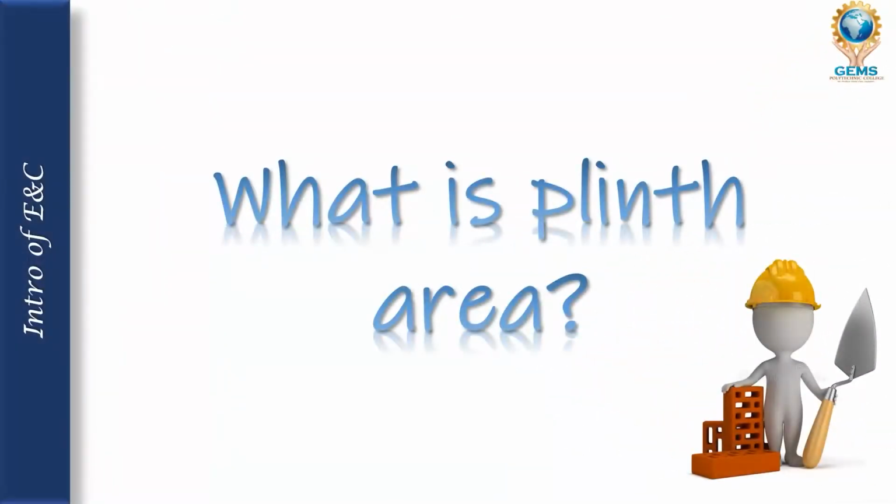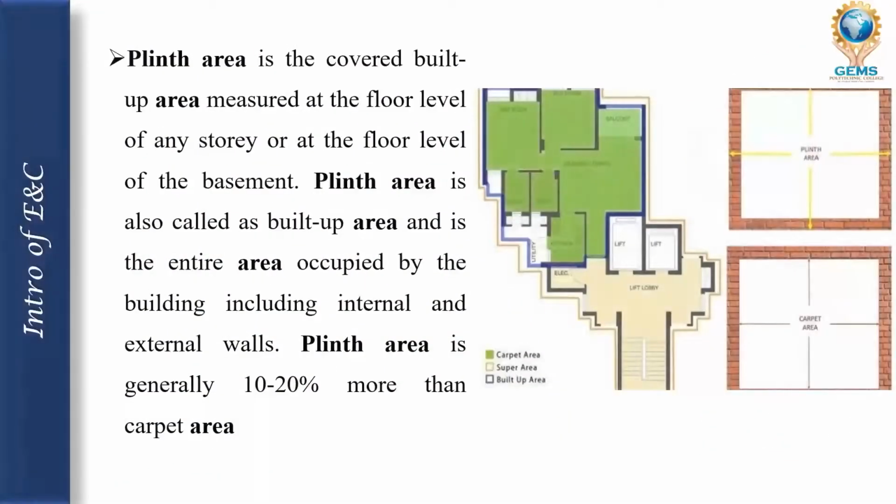So what is plinth area? Plinth area, as you can see in the picture, means the internal plus the external walls. Carpet area means only the internal area. Plinth area means internal up to external. You can see it in the slide.